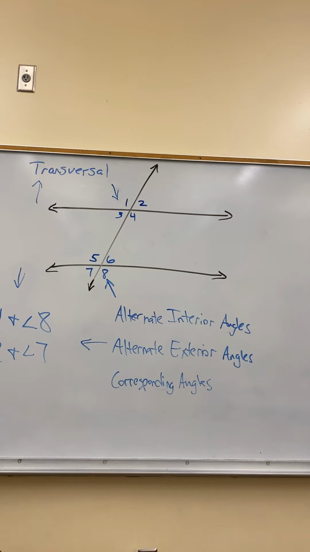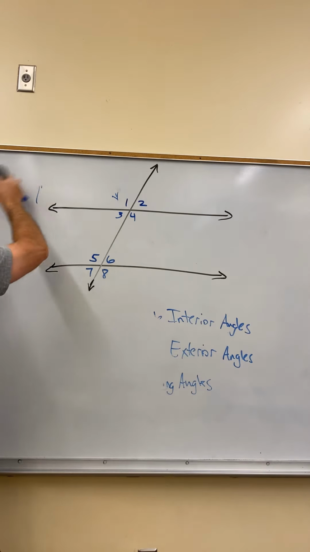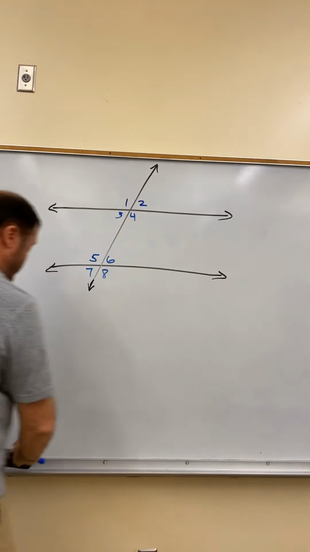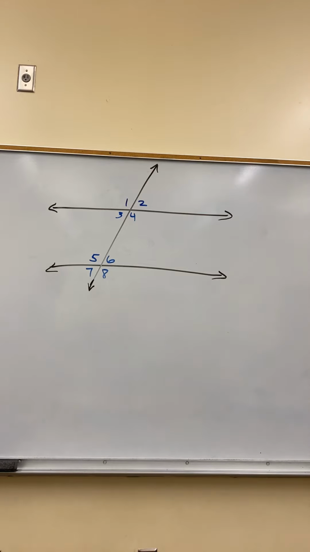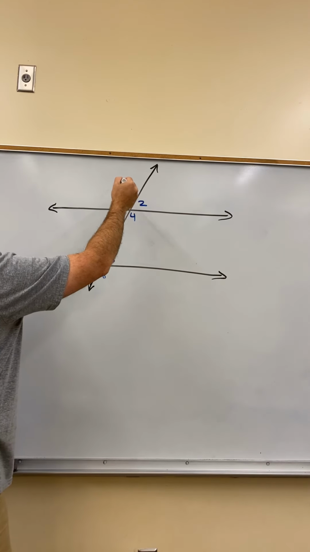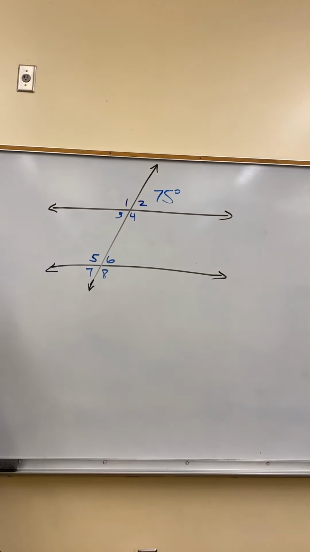Those are your three types we're going to talk about today. So when we do this, they're going to set it up, and they're going to give you what one of these would be. And you can solve it by using anything you did yesterday or anything you learned today. So let's say that they tell you angle 2 is 75 degrees. Let's go through and solve for all the rest.